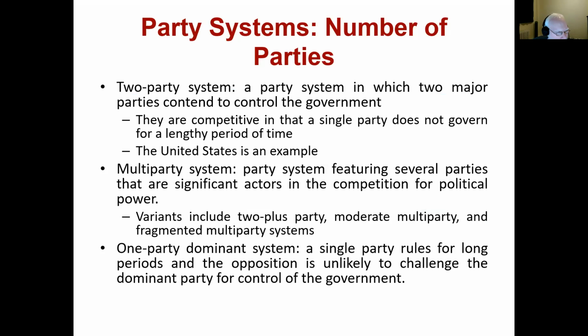So turning to the number of parties, 2-party systems. It's a party system in which 2 major parties tend to control the government. The US is the prime example that you would think of as a 2-party system. They're competitive in that a single party does not govern for a lengthy period of time. So if you look at electoral history in the US, typically you see, with a few exceptions, a party that only does 4 years, or sometimes you'll have a party that will do 12 years.